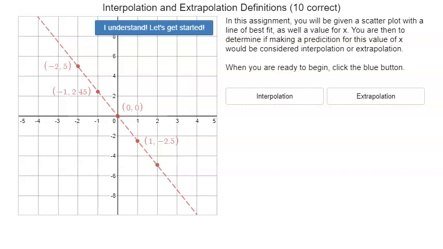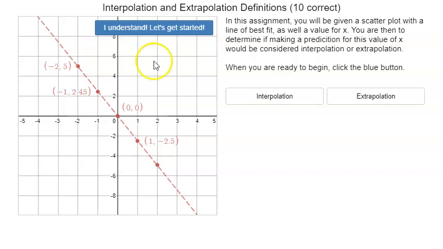For example, I can use that line of best fit to predict that if my x value is 3, my y value will be somewhere in the neighborhood of -7.5. And so I can make predictions now for any x value using my line of best fit. But it turns out that there are two different types of predictions, and those two types are interpolation and extrapolation. And it comes from this.